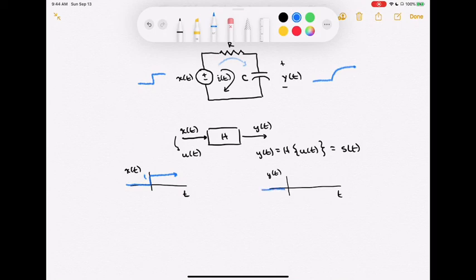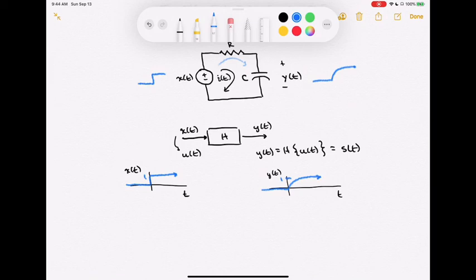It should be 0 before 0 because it's a causal system, and then it should be a charging kind of nature where it's charging up to a value of 1, right? How fast it charges depends on the values of R and C. We don't have to get too hung up or too worried about it at this point. So we do have an idea of what this thing looks like.